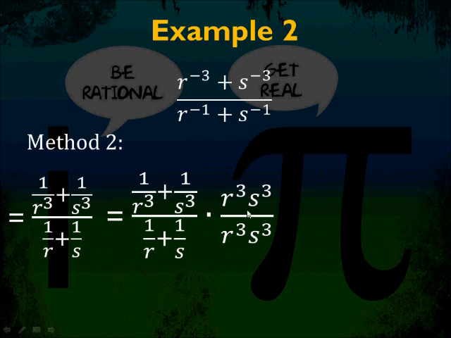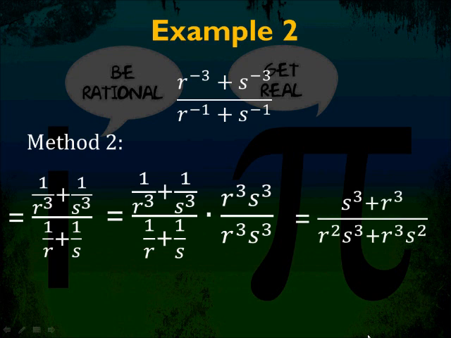And when you multiply the top and the bottom, make sure you don't forget the plus sign, because a common mistake would be to just multiply everything together. Remember, you're distributing the r cubed s cubed into this expression. So you have to multiply r cubed s cubed by every term in the fraction, and the same with the denominator. So when you do that, you end up with s cubed plus r cubed all over r squared s cubed plus r cubed s squared.